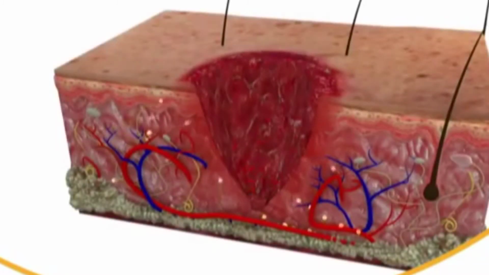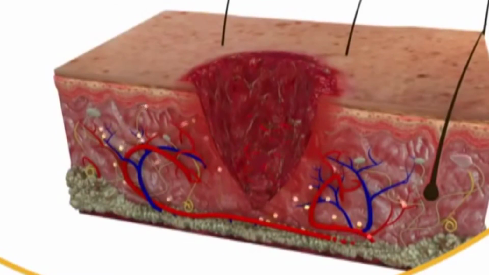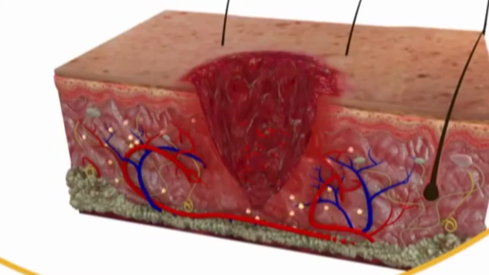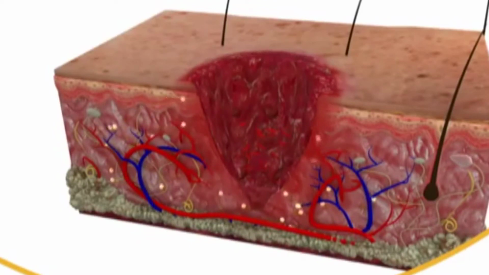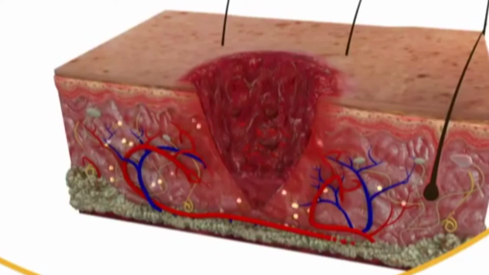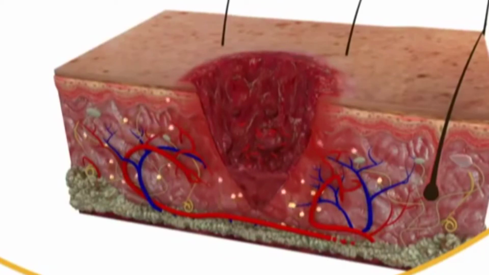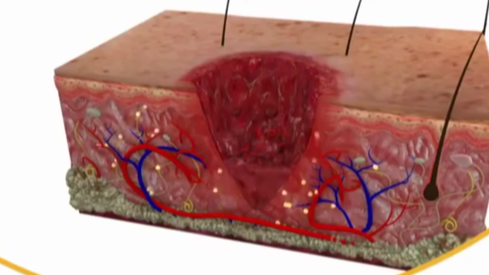During the proliferation phase, the wound is filled with granulation tissue. Granulation tissue consists of newly formed capillaries and connective tissue. The formation of new capillaries, angiogenesis, ensures that nutrients are supplied for granulation tissue formation and is essential for wound healing.